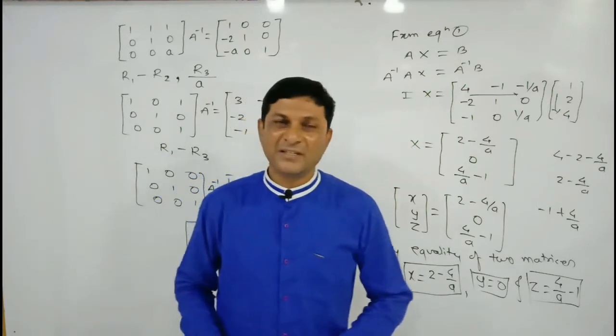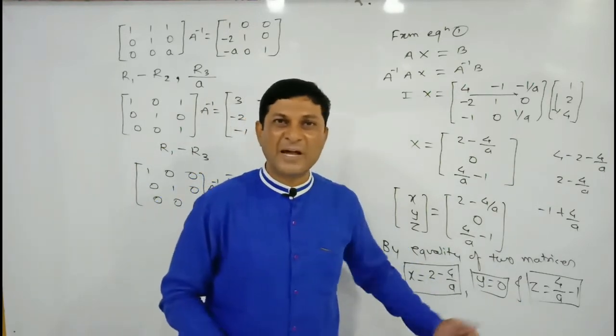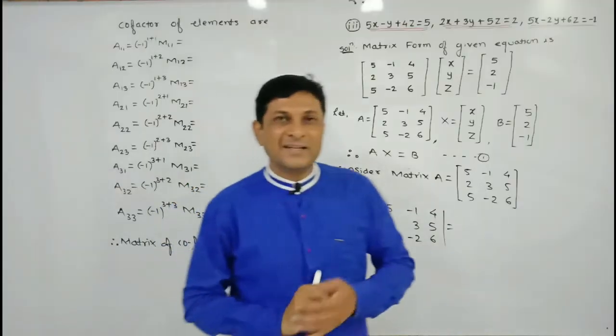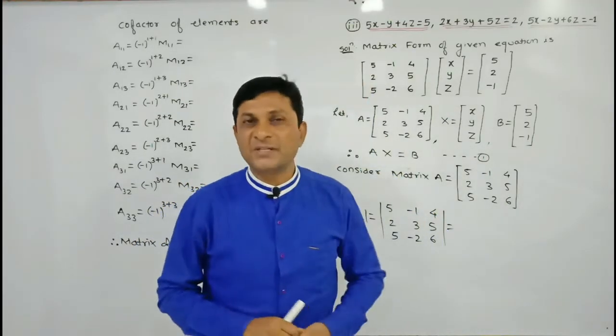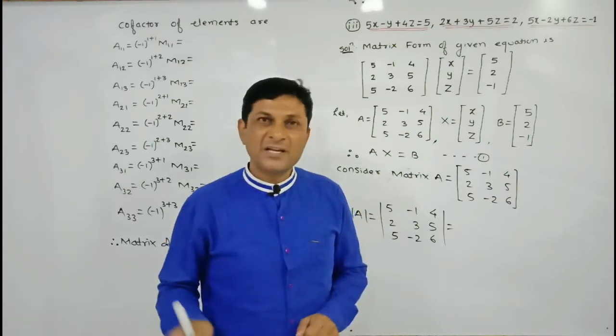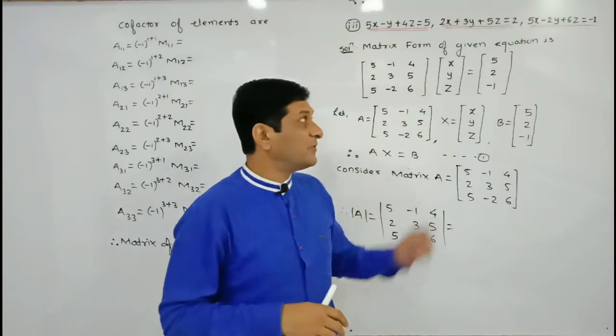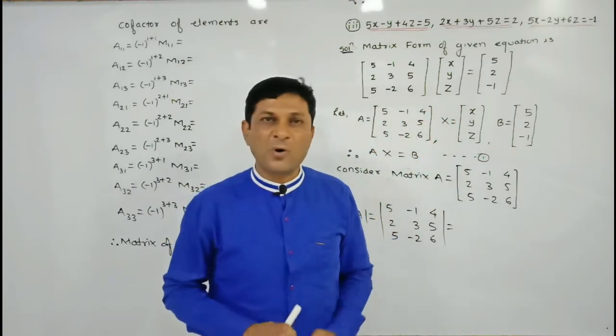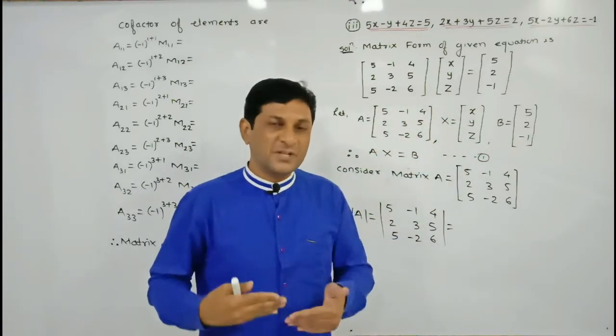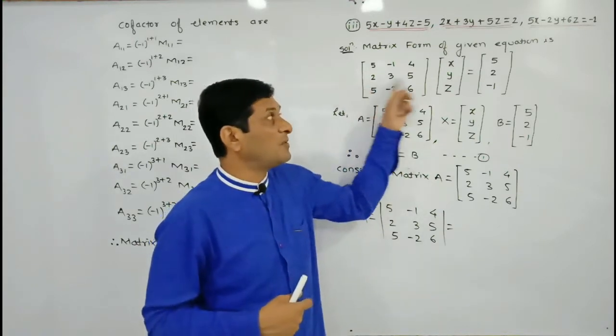So using the inversion method we have got the values of x, y, and z. Now let us try to solve example number 3. In this case, 3 equations in 3 variables are given to us. First, we are converting these equations into matrix form. Already in some examples, we have discussed how to write the equations in matrix form.